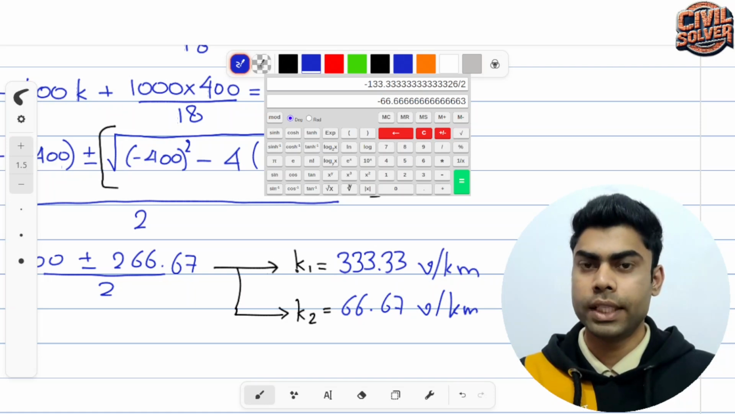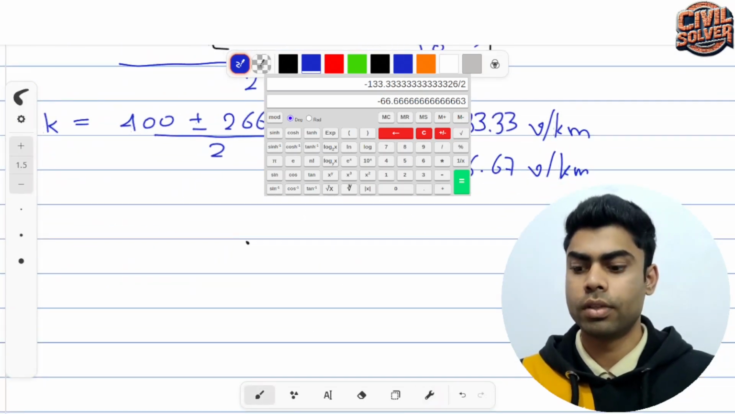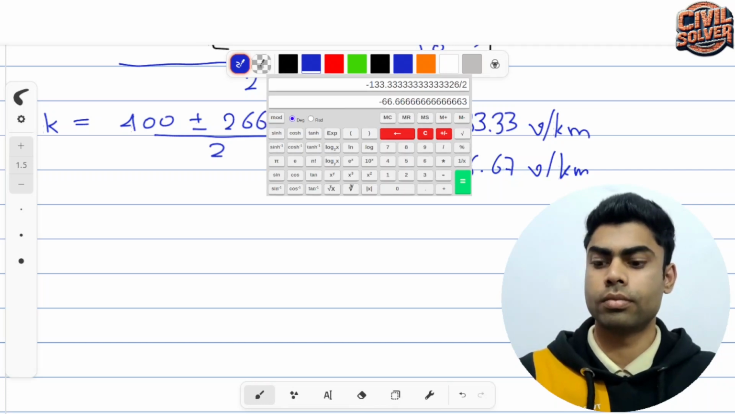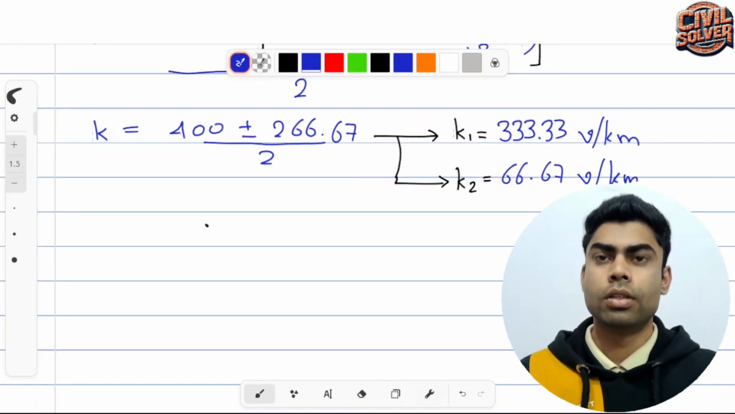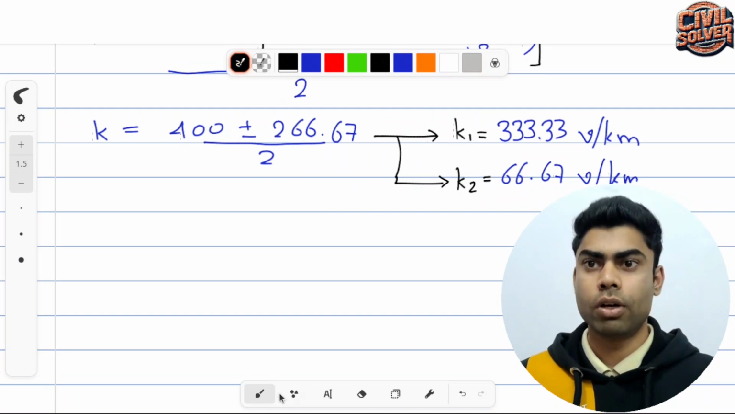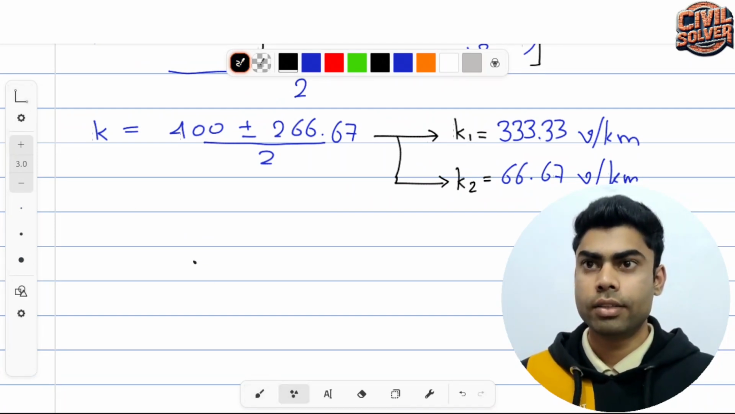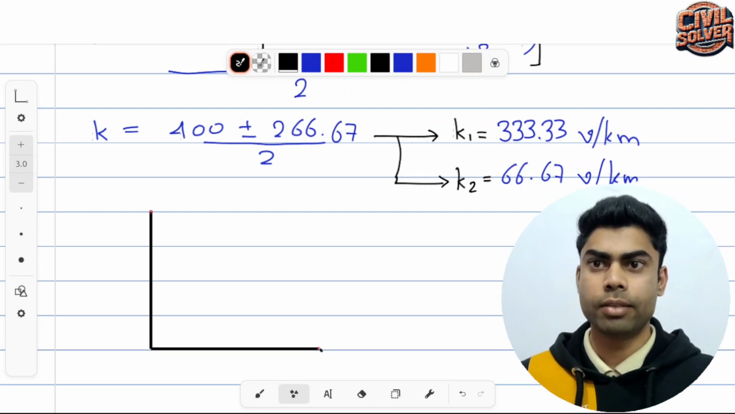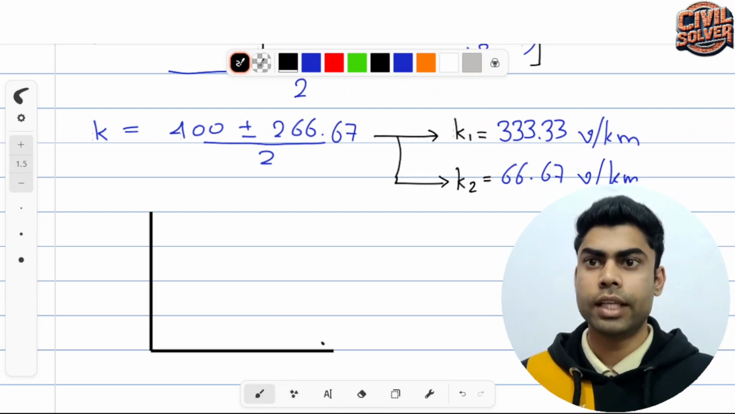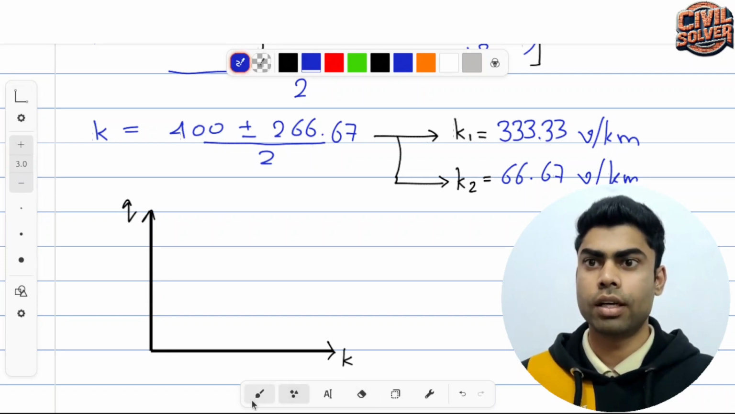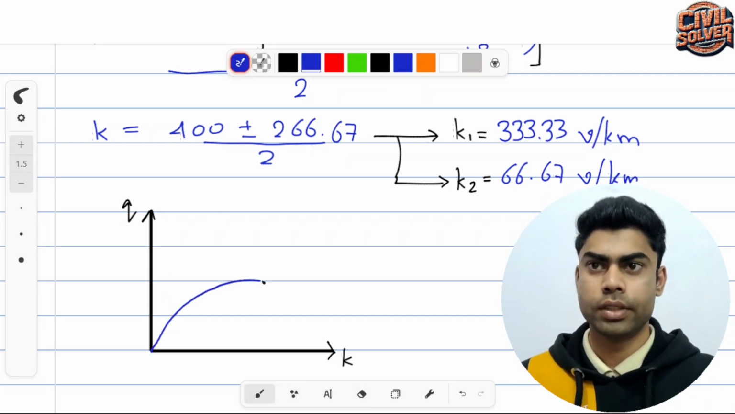Why are we getting two densities? Because I will remove the calculator now. Yeah, why two densities? Because we know that in Greenshield's model, the flow and densities are related by a parabolic equation. That means here it's density, here it's Q. So the graph goes like this. It's parabolic.